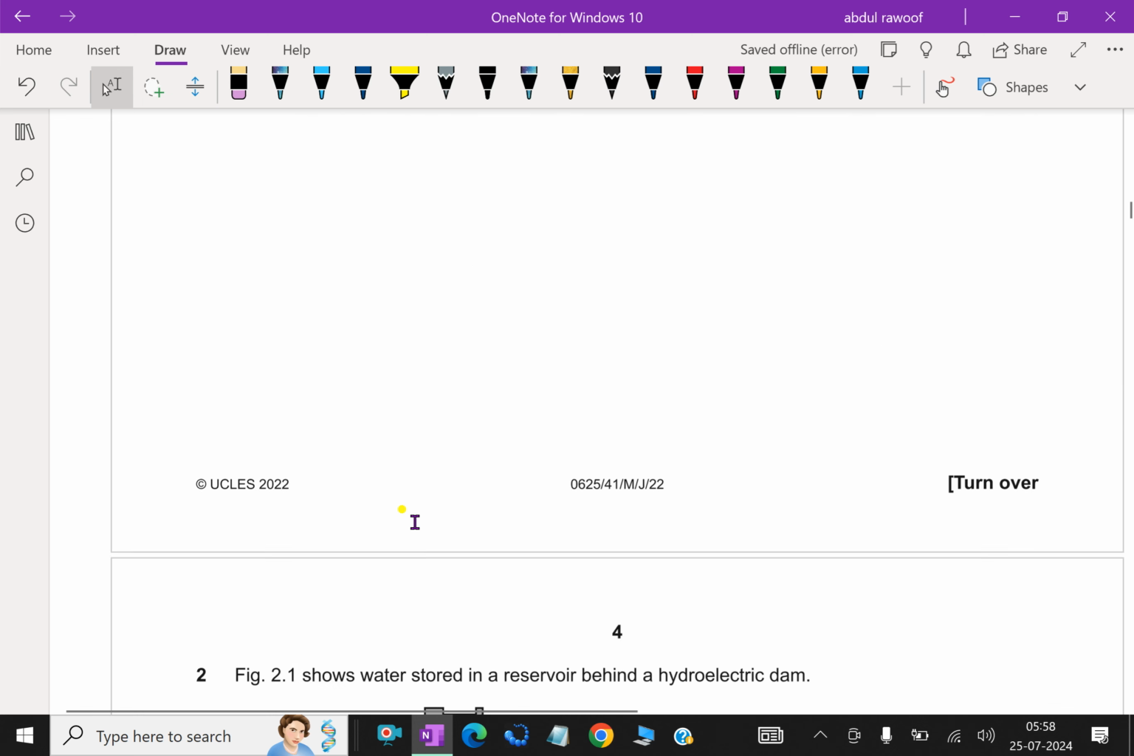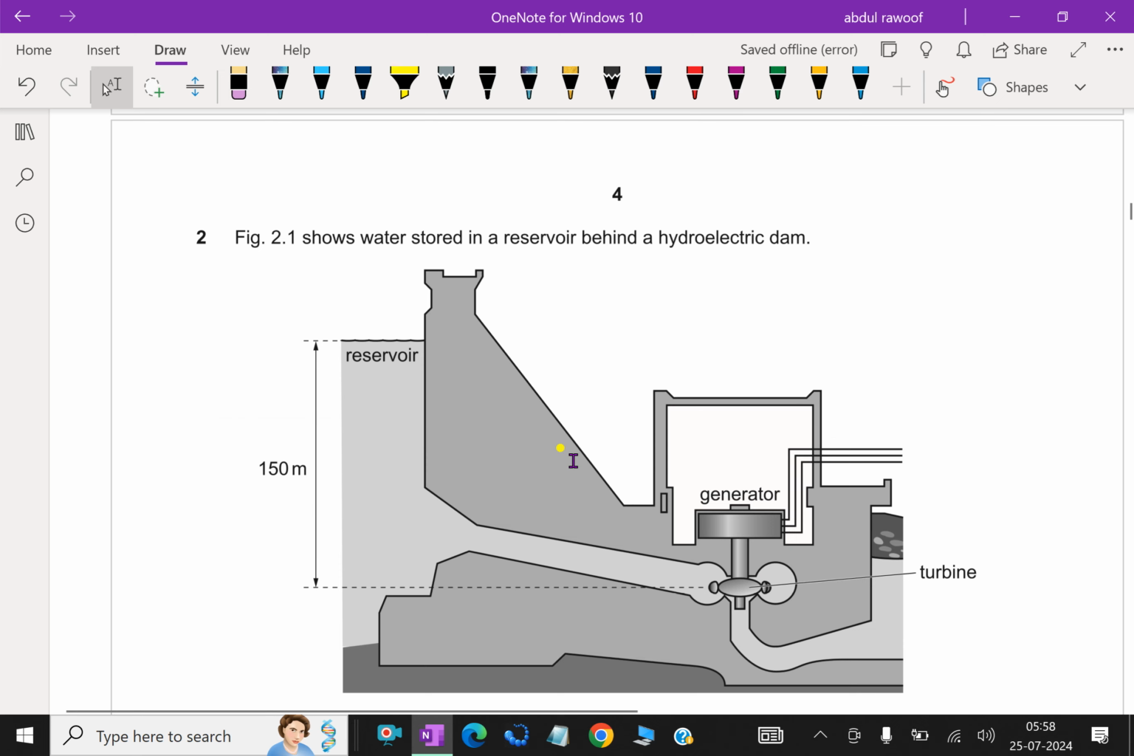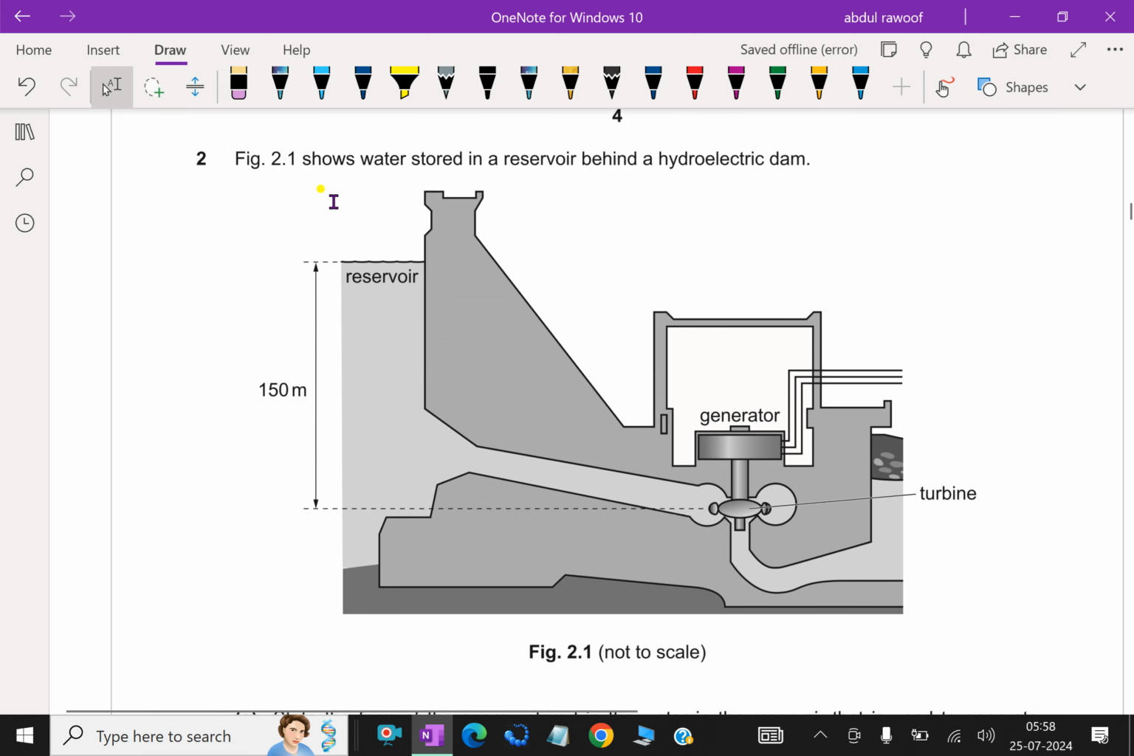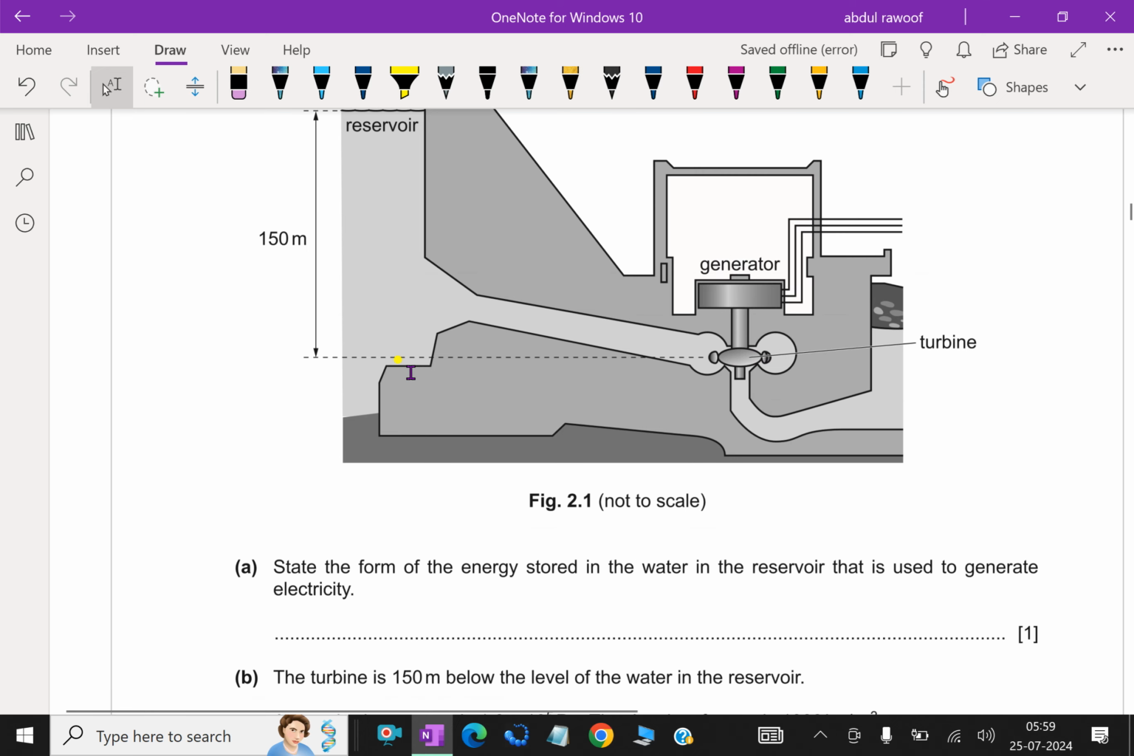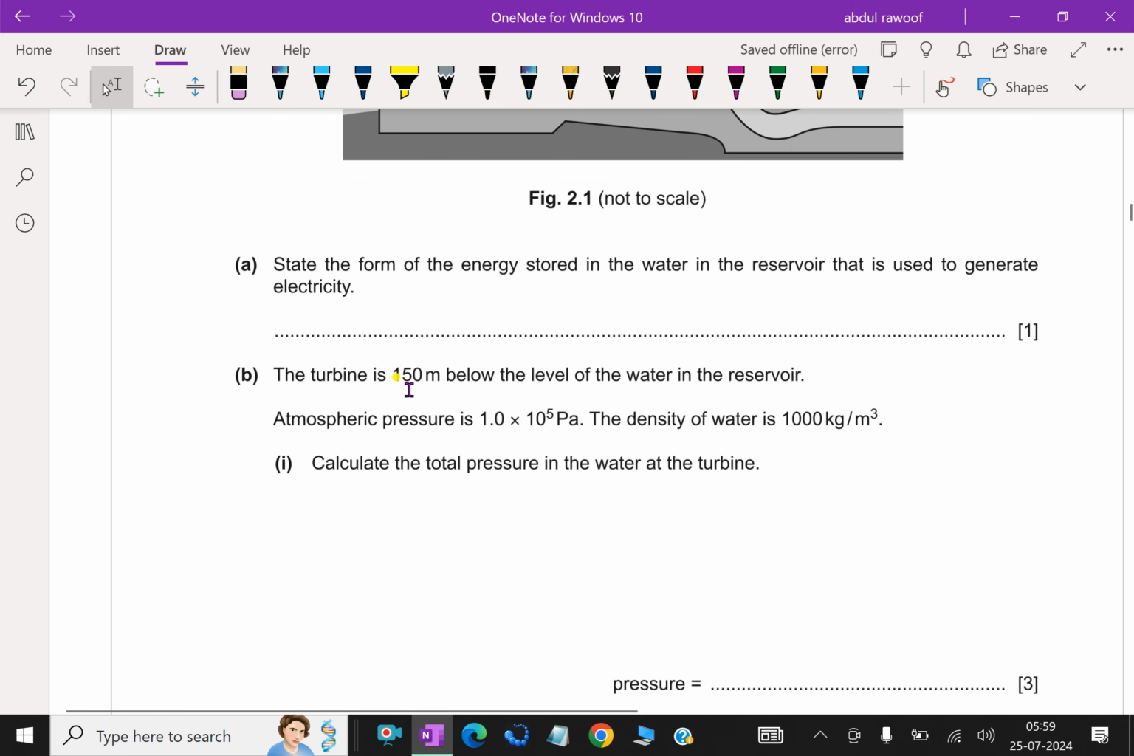Next question. Look at question number 2. It shows water stored in a reservoir behind a hydroelectric dam. Here is the water reservoir, and through the pipeline the water comes to the turbine, runs the turbine, and the generator produces electricity. Now look at this question. State the form of the energy stored in the water in the reservoir that is used to generate electricity.